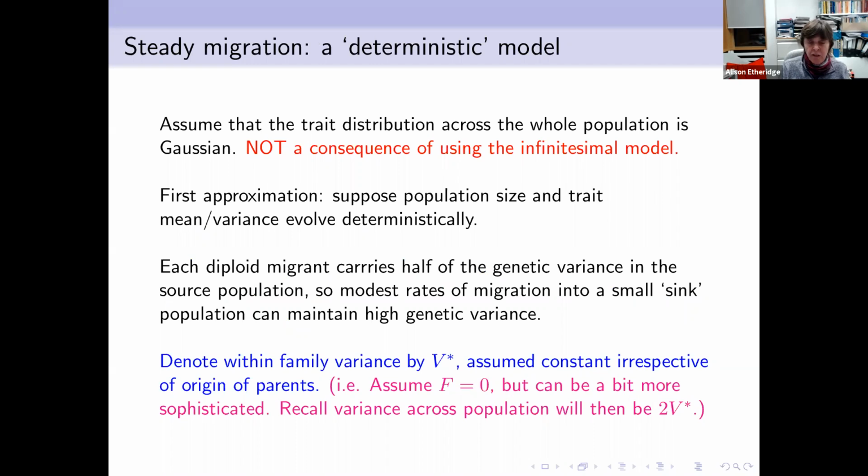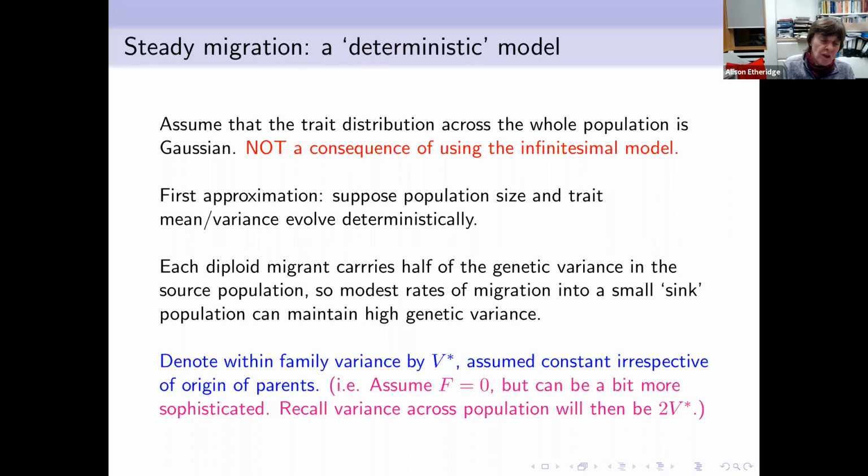So a single immigrant can establish, rather astonishingly, it can establish even when it's very unfit, but it does so at a price. So now let's suppose that we've got steady migration. And we're going to assume, for the purpose of this caricature of a model, that the trait distribution across the whole population is Gaussian. Now, that, I emphasize again, is not a consequence of using the infinitesimal model, but it's a convenient approximation for us to make because it gives us a first way of understanding what might be going on.